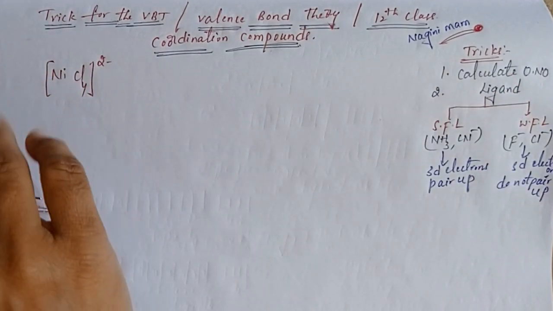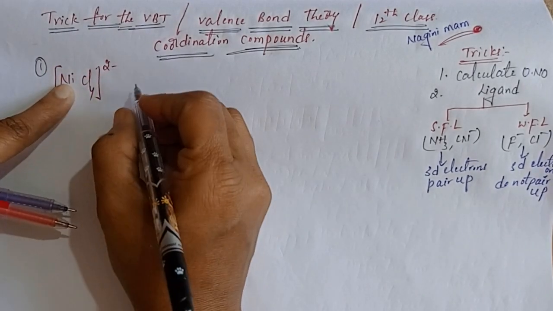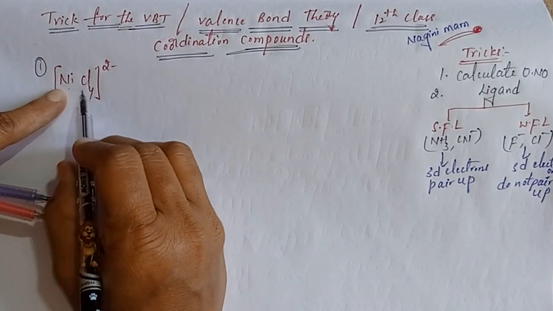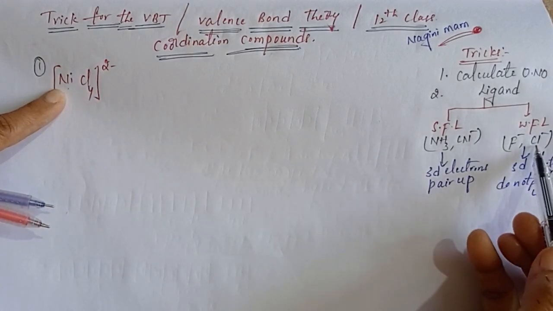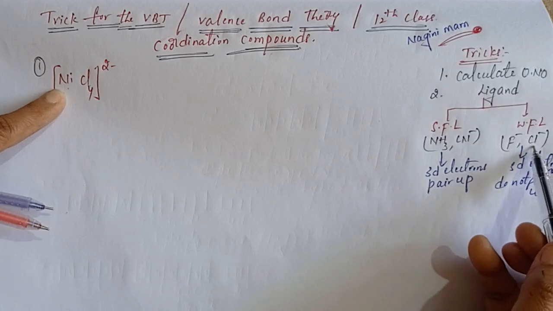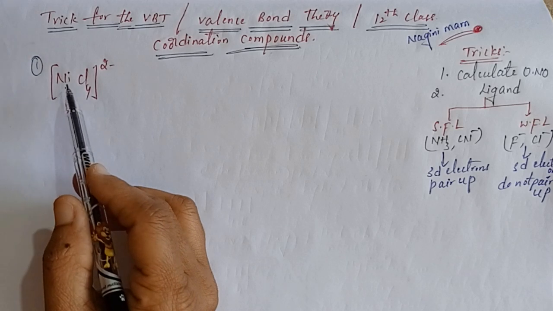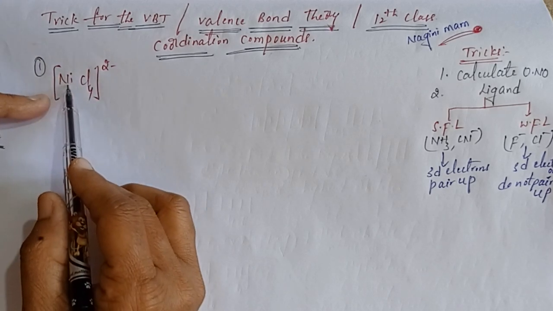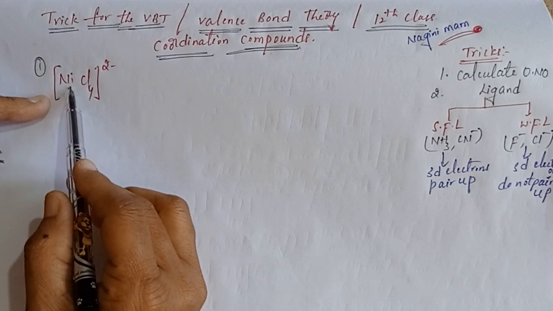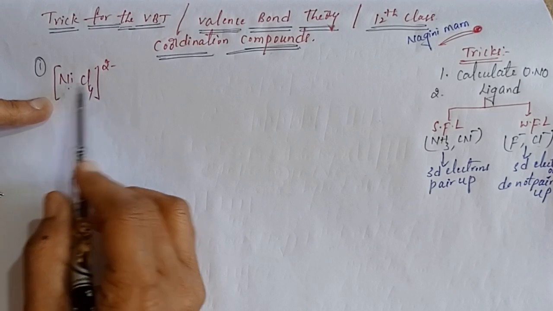So first I am going to calculate the oxidation number of the central metal atom, nickel. Nickel is the central metal atom, and chloride is the ligand. Chloride is a weak field ligand. The ligand is ready to donate a pair of electrons to the central metal atom. The metal atom is always ready to lose electrons, and because of the loss of electrons it becomes electron deficient. That's why it is ready to accept electrons from the ligand.